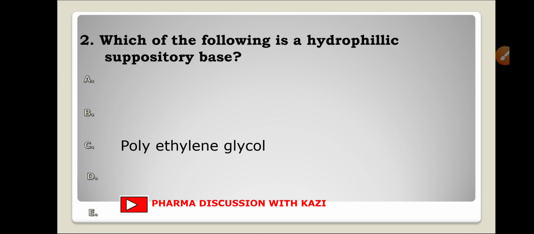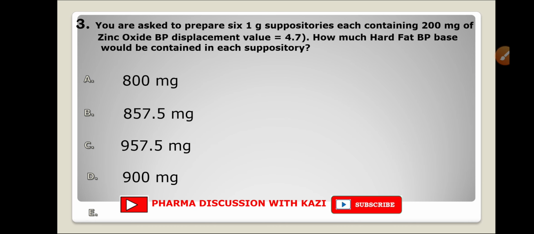Next question. You are asked to prepare 6 one-gram suppositories, each containing 200 milligrams of zinc oxide BP, whose displacement value is 4.7. How much hard fat BP base would be contained in each suppository? The options are 800 milligrams, 857.5 milligrams, 957.5 milligrams, 900 milligrams.